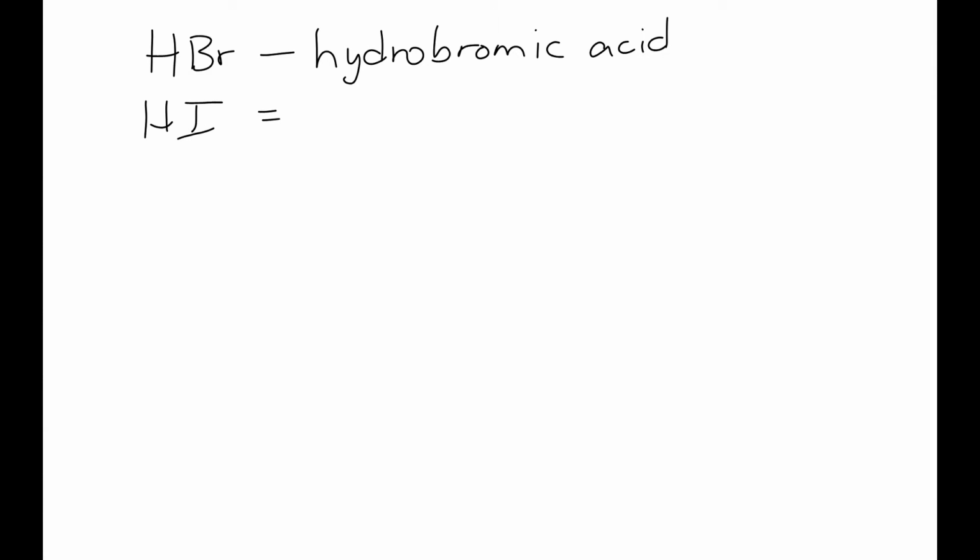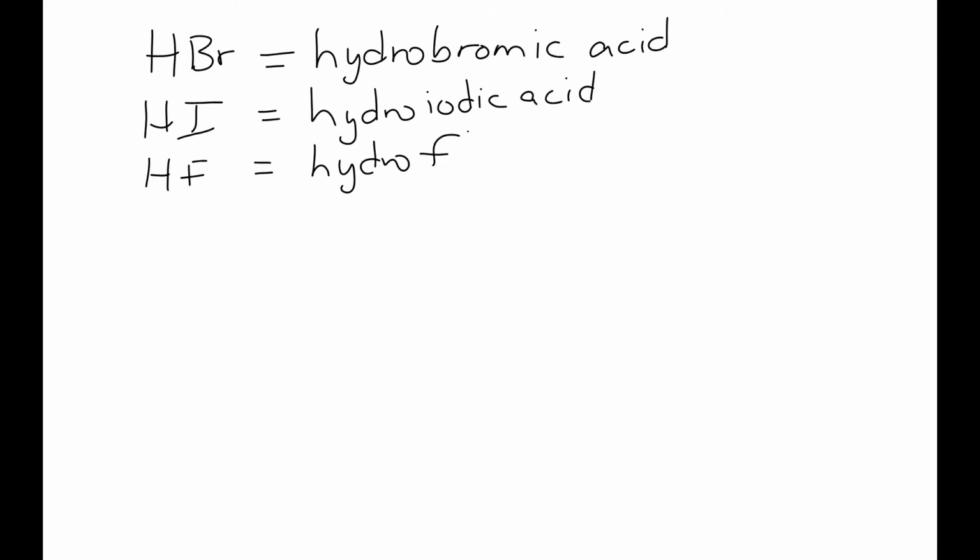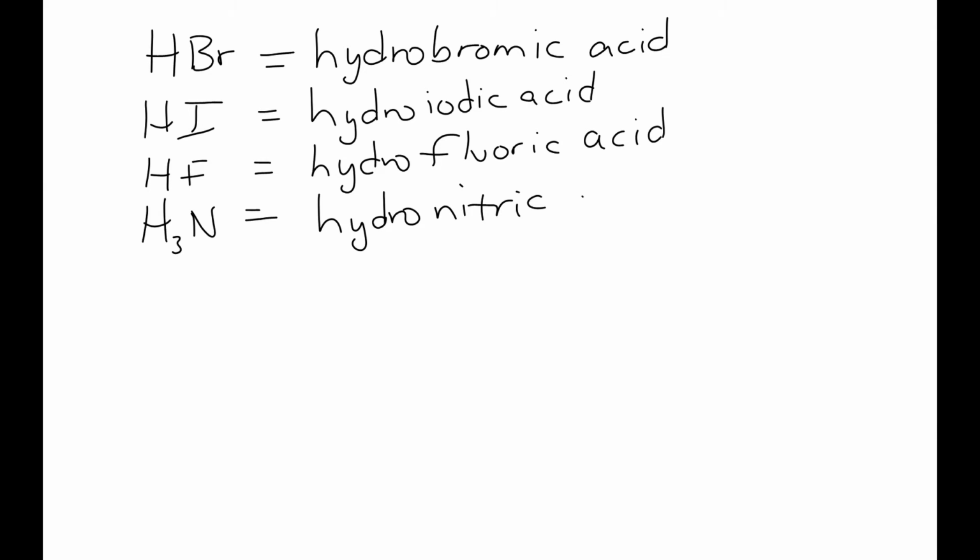HI is hydroiodic acid. That would be iodine or iodide. You know, it would be hydrogen iodide, and the ide is taken off. And then we have HF, which is hydrofluoric acid. Now, H3N is hydronitric acid.